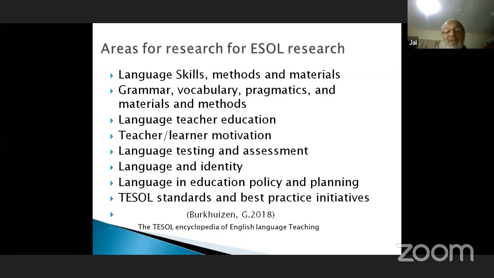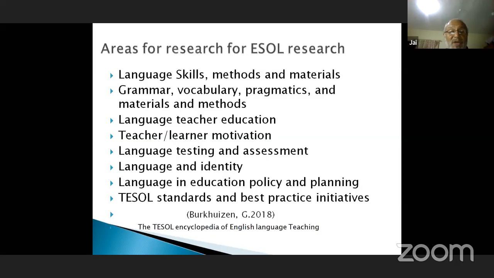Language testing and assessment. Language and identity. Language and education policy and planning. TESOL standards and best practice initiatives. So this is what Gary proposes, the areas where we can start our research.